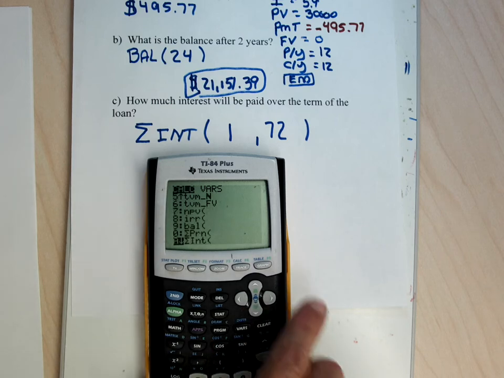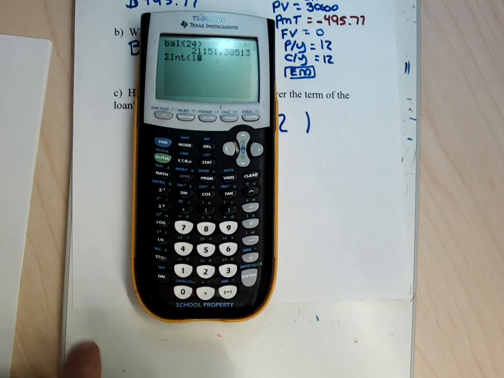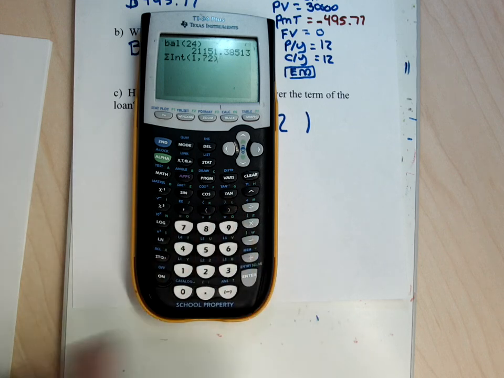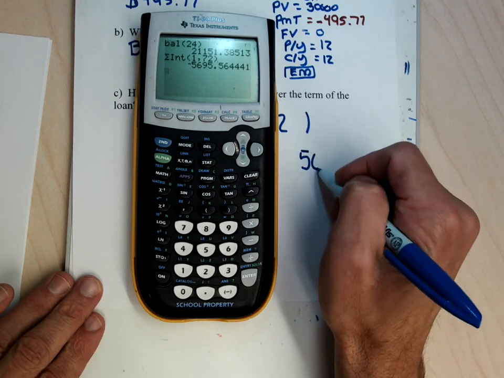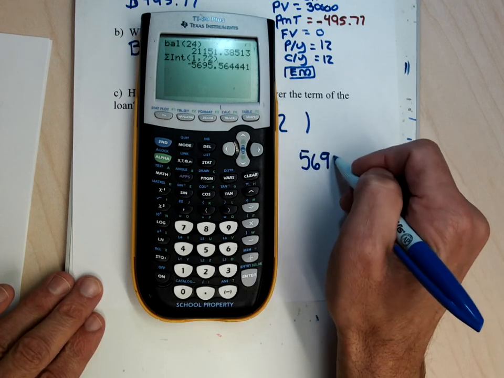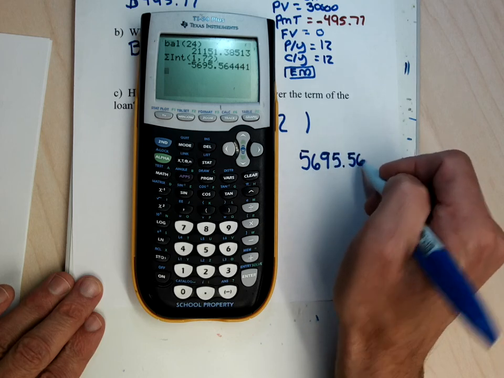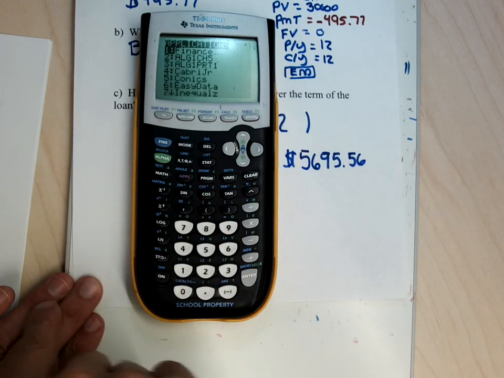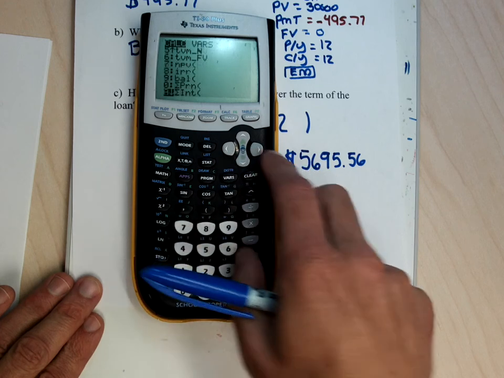I hit enter on the sum of interest, and then I type 1 for the first payment, then a comma, and then 72 for the last payment, close out my parentheses, and hit enter. It gives me a negative amount because it's money I'm spending, but the total interest for this loan is going to be $5,695.56.